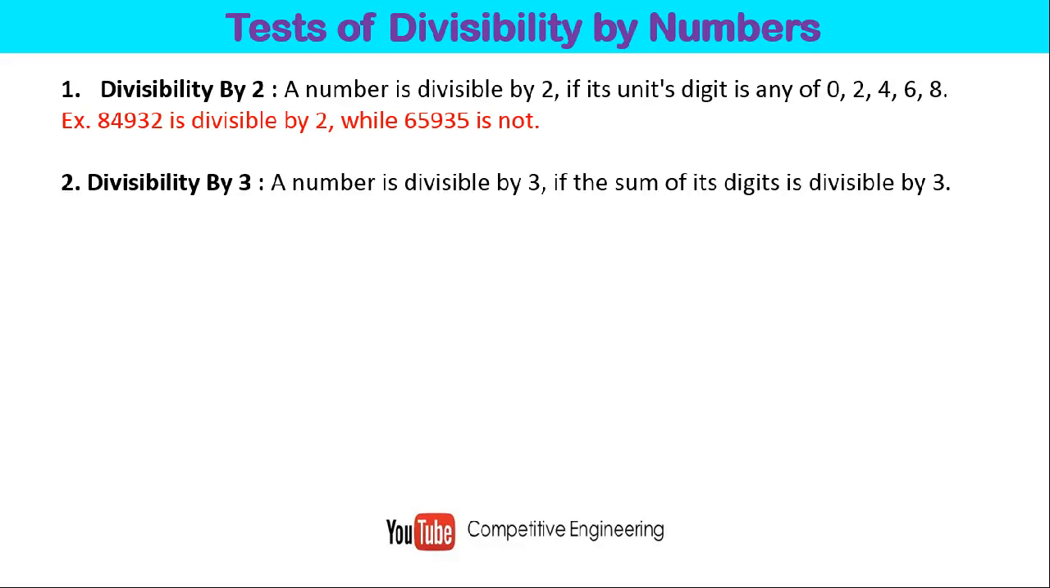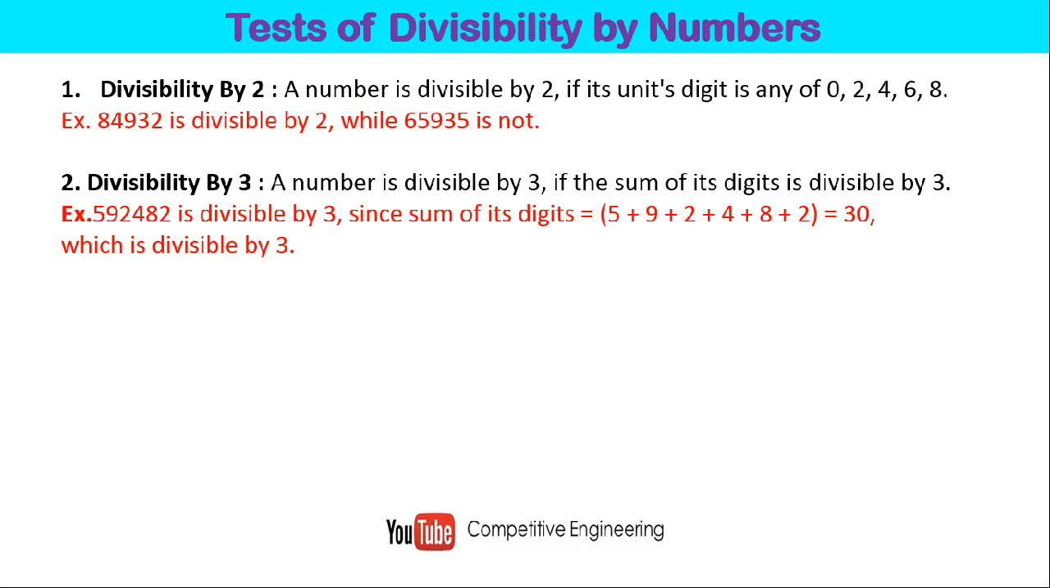Divisibility by 3. A number is divisible by 3 if the sum of its digits is divisible by 3. Let us take an example. 592482 is divisible by 3 since its sum, 5 plus 9 plus 2 plus 4 plus 8 plus 2, that is, we will get 30, which is divisible by 3. So that number is divisible by 3.